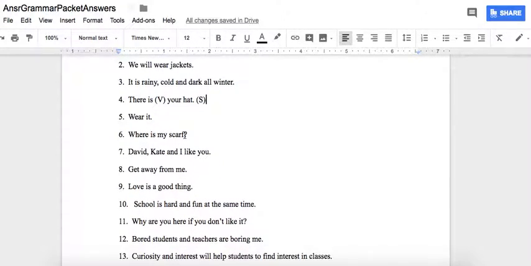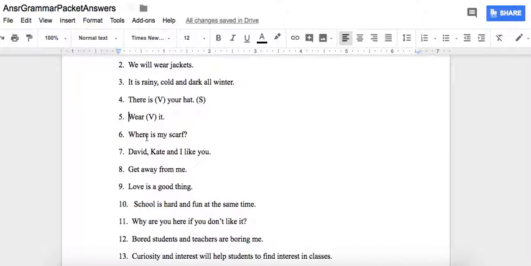Let's see if we can find another one. The very next one is a command. So it just starts with the verb. The subject is the implied you. You wear it. You don't have to put in the you. You can just identify the verb.